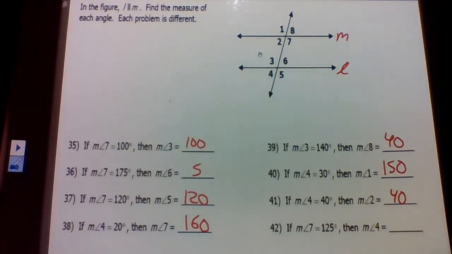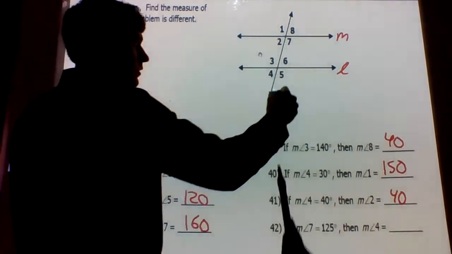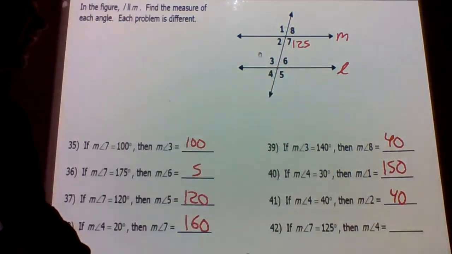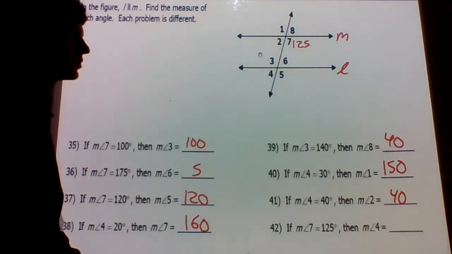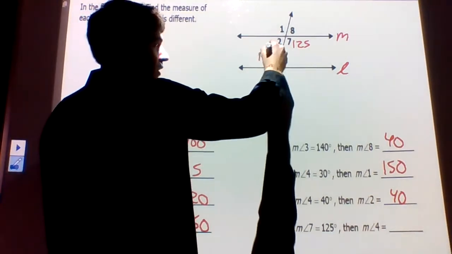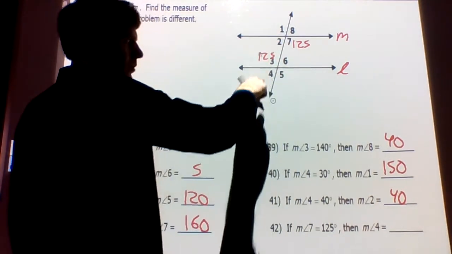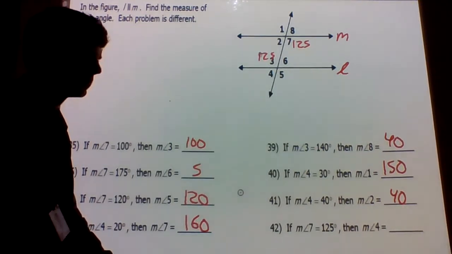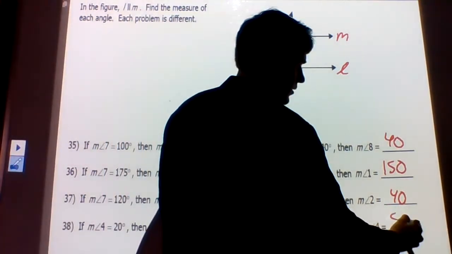Okay, and then 7 and 4. So 7 is 125. We have to go indirectly. So those are alternate interior with 3. So this is 125, and then that's supplementary because they're linear pairs. So 180 minus 125 is going to be 55.